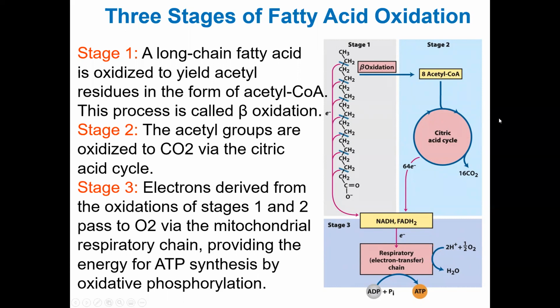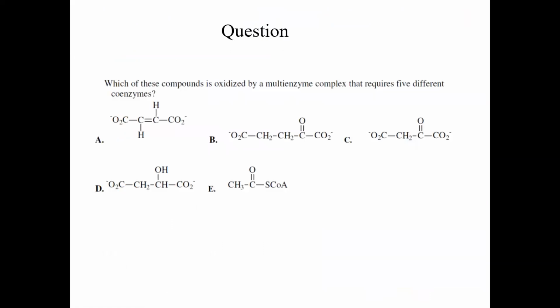Okay, so let's look at it. Oh, there is a question here. Which of these compounds is oxidized by a multi-enzyme complex that requires 5 different coenzymes? We only talked about 2 enzymes that use 5 different coenzymes. PDH is one, and the other one was alpha ketoglutarate dehydrogenase. So alpha ketoglutarate would be molecule B, if you remember the glutaric acid structure.